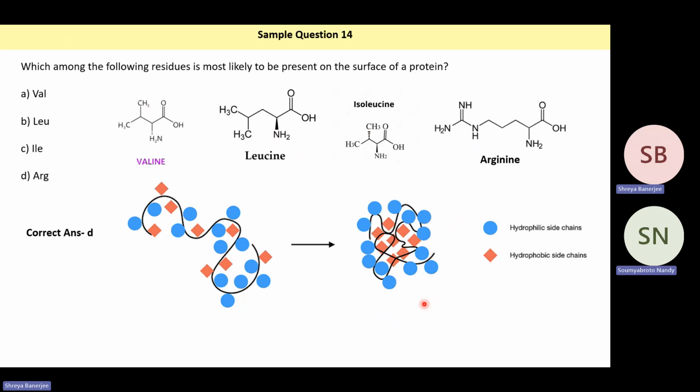Because mostly the protein solutions are in polar solvents like water or methanol. So if the solvent is polar, it will prefer to keep the hydrophilic side chains on the surface so that they can favorably interact with the solvent. Now, in these 4 options, the only one which has a hydrophilic side chain is arginine. So arginine is likely to be present on the surface of the protein. Okay.